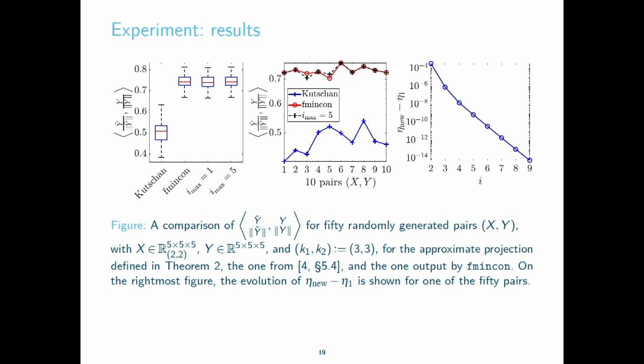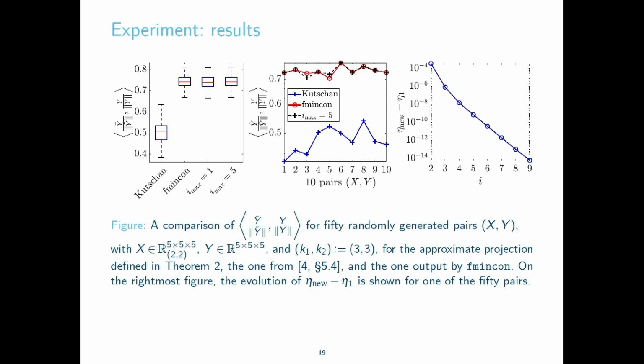And then we obtain this figure. In the left subfigure, the box plots of the data are shown for the three methods. For our method, we use two values of the maximum number of iterations, 1 and 5. And as you can see, for both numbers of iterations, the normalized inner product is very close to that of fmincon, which was the benchmark, and always larger than the one from Kuchan.